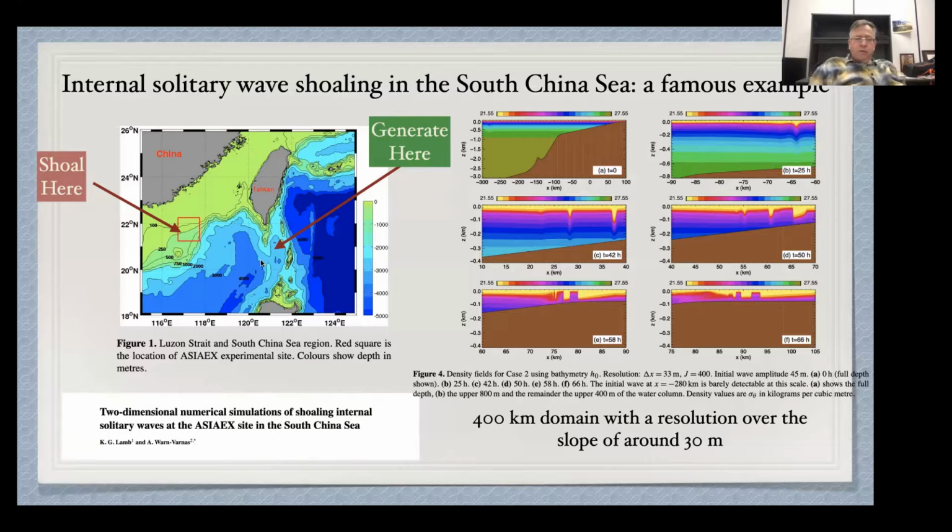So Lamb and Warren-Varnas did really big 2D simulations of this using a finite volume model that I actually worked on during my PhD thesis. And what you see is, well, you can barely see it up here. You have basically what looks like a tiny wave in the deep, and then it goes along and gets into shallower and shallower water. And they did a really nice job resolving things, right? So around 30-meter resolution on the slope, which is really good. It's a non-hydrostatic model, so it does everything right, except for the bottom boundary layer, and I'll get to that later. Oh, yeah, and it was in NPG a few years ago, so here's the title of the paper.